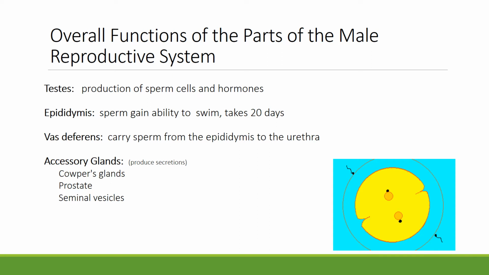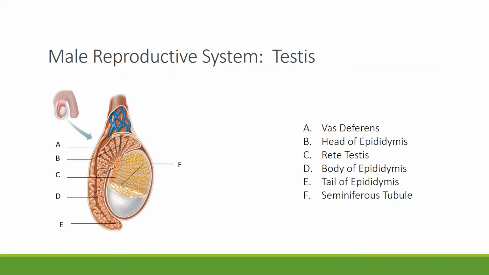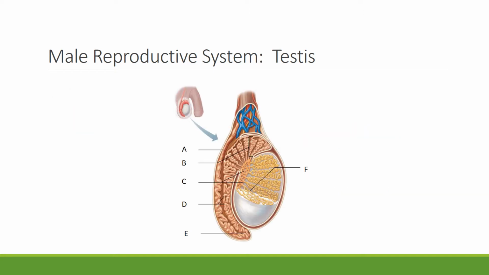The vas deferens are the tubes that carry the sperm from the epididymis to the urethra, and the accessory glands produce secretions that are important in the transport of sperm cells, and they include Cowper's glands, the prostate, and the seminal vesicles. Here is a labeled diagram of the testis. Following this slide is an unlabeled diagram. See how well you've learned these parts. Well, how did you do?